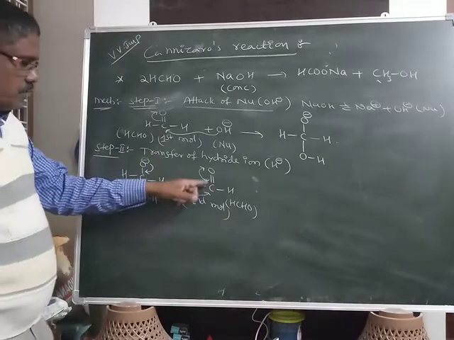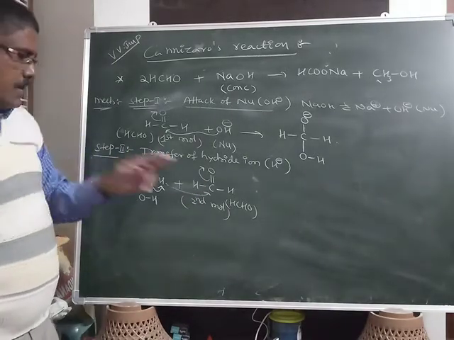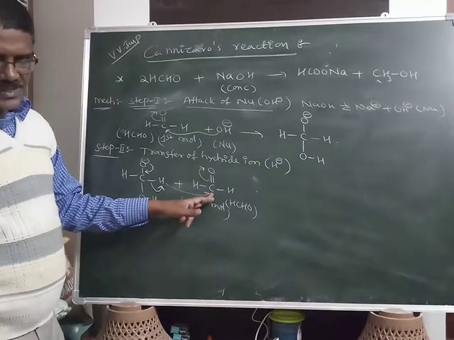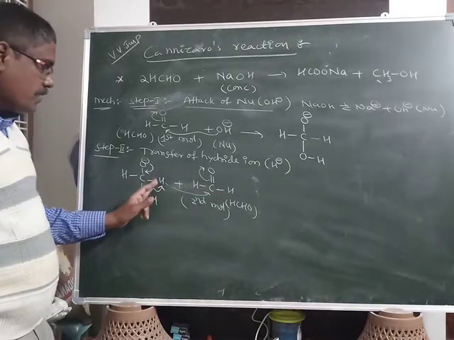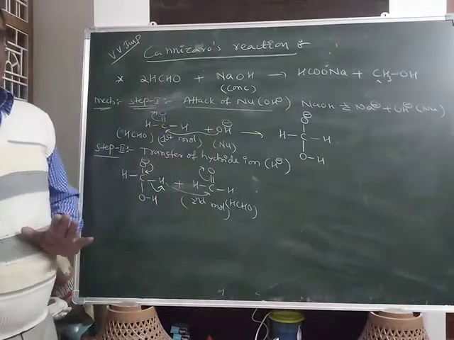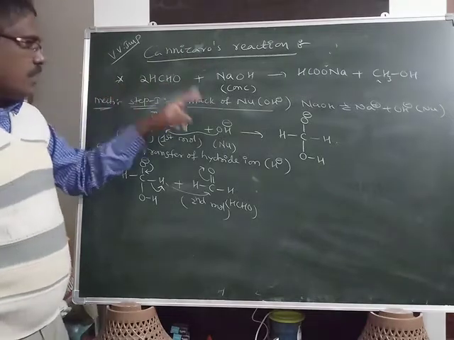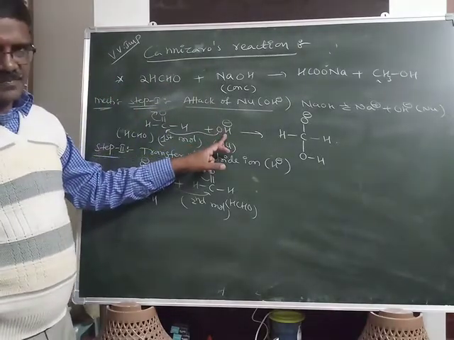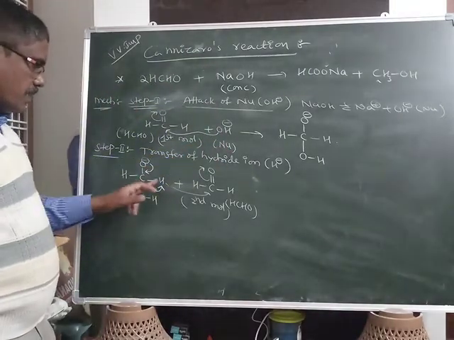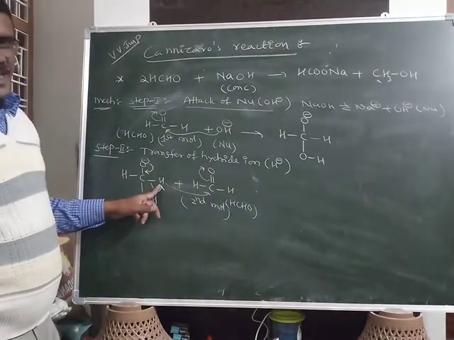Here it shifted towards the oxygen, oxygen gets negative charge and here carbon gets positive charge. The positively charged carbon now attracts the hydride ion. It is also nucleophilic addition. In the first step of the nucleophilic addition, the nucleophile is OH minus. In the second step also it is nucleophilic addition, where the nucleophile is the H minus, the hydride ion.